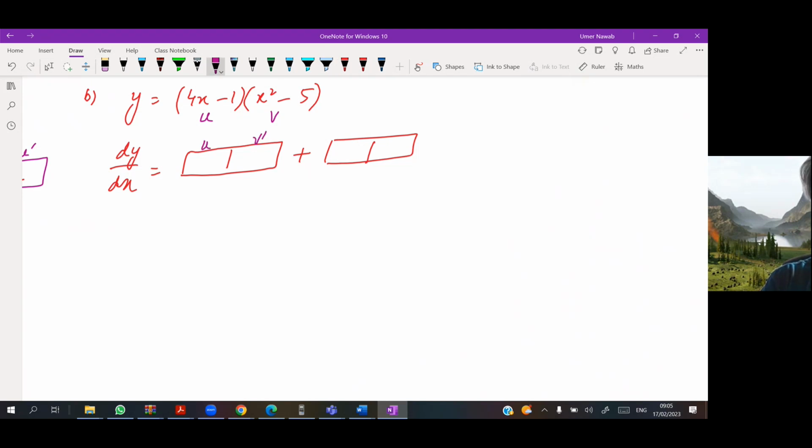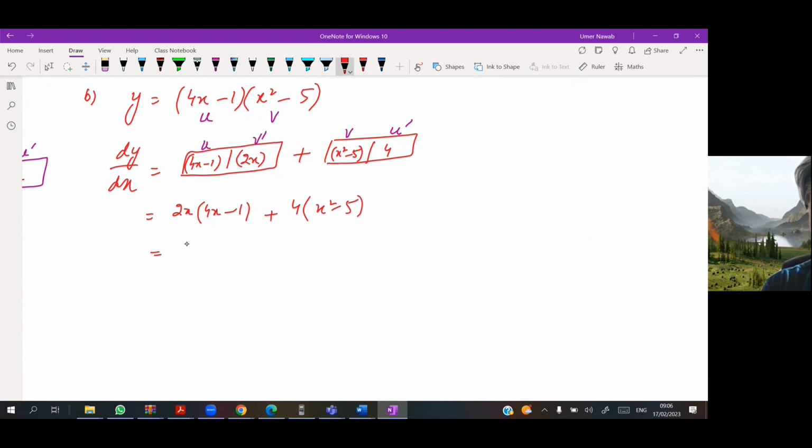U, v prime, v, u prime. What's the derivative of 4x minus 1? I copy 4x minus 1 as it is. The derivative of v, x squared minus 5, is just 2x. And the derivative of 4x minus 1 is just 4. So I'm getting 2x times (4x minus 1) plus 4 times (x squared minus 5).